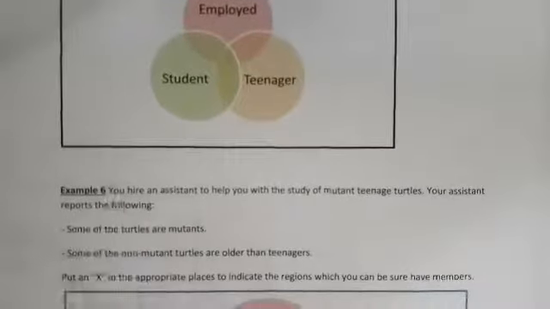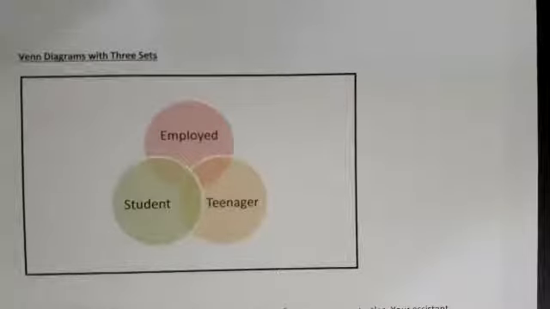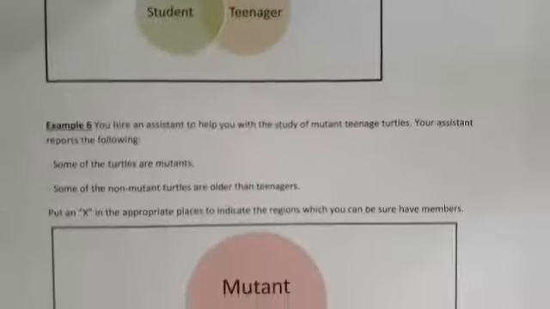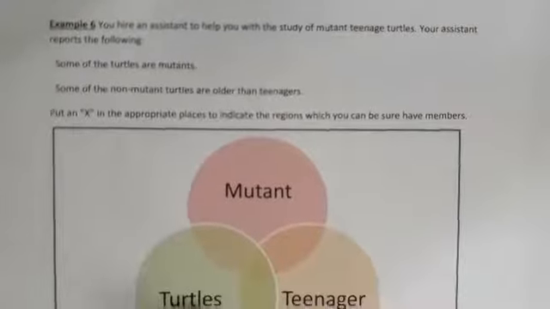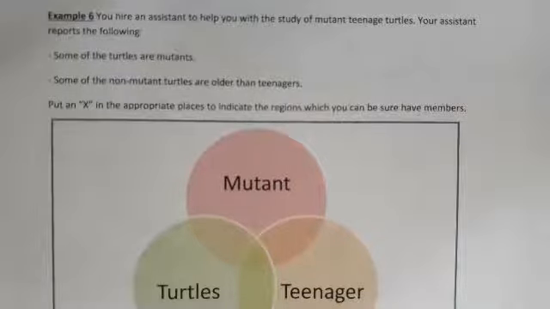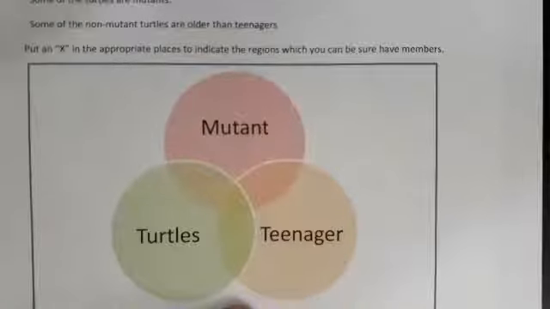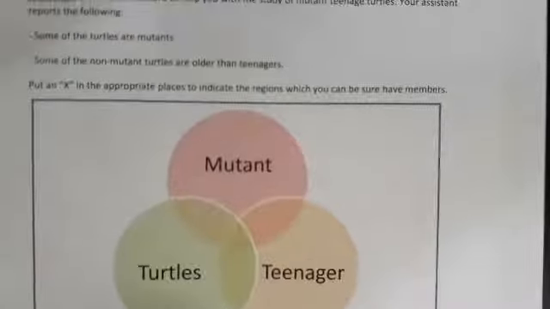So you hire an assistant to help you with the study of, did we just skip past, is there an example for this one? I guess not, huh? So they're introducing this to you. You hire an assistant to help you with the study of mutant teenage turtles. Your assistant reports the following. Some of the turtles are mutants. Some of the non-mutant turtles are older than teenagers. Put an X in the appropriate place to indicate the regions in which you can be sure have members.